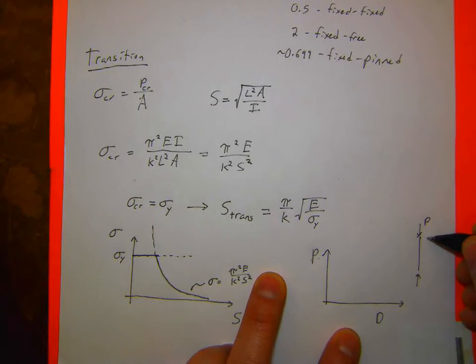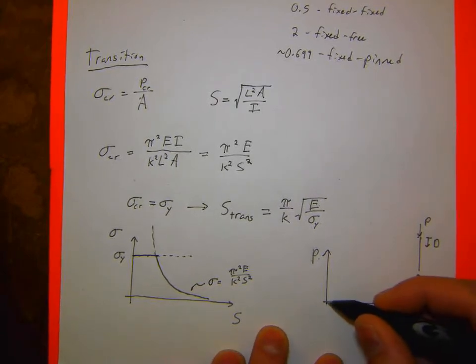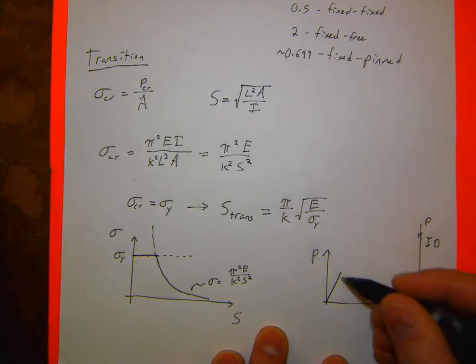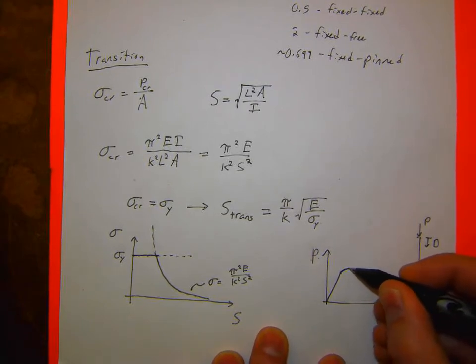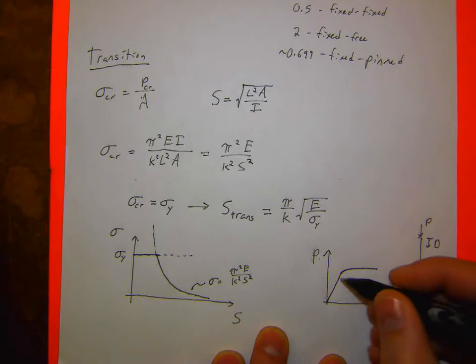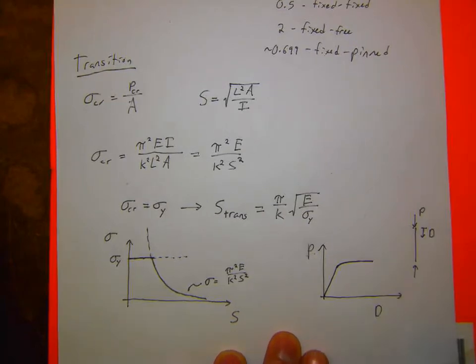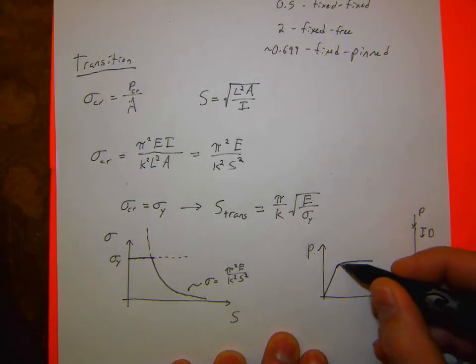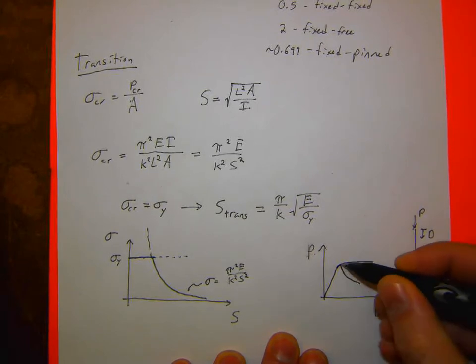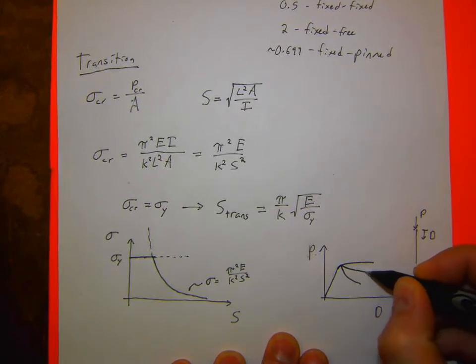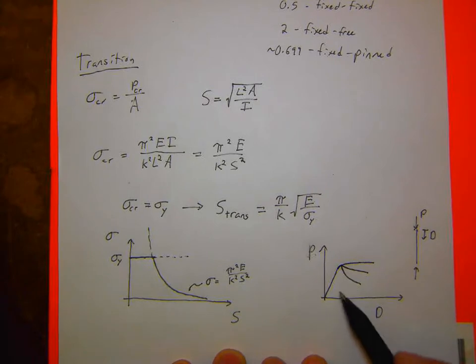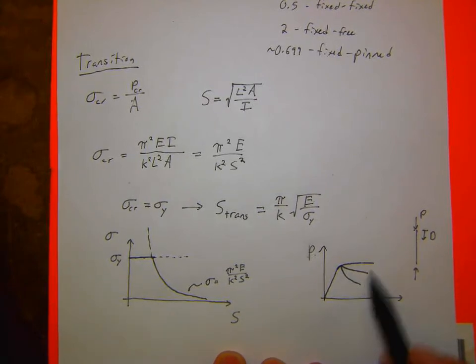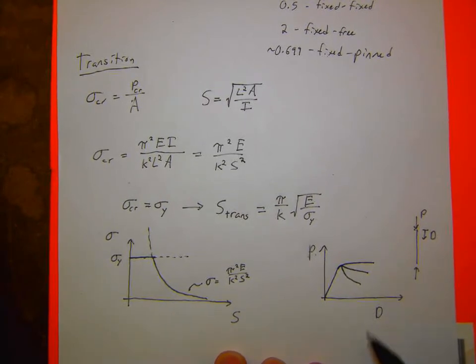So if I'm applying a P and I'm looking at some D going down, what I would expect is a linear elastic response initially, and then a buckling plateau, where, depending on exactly how slender you are, it could drop off suddenly like that. It could gradually plateau. It could actually harden a little bit. So you have some intermediate behavior between one of these.